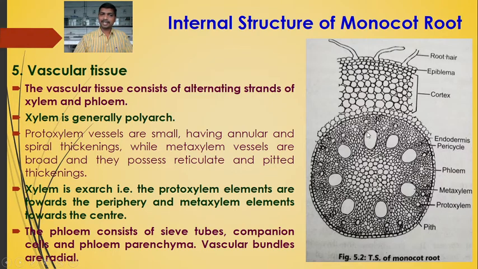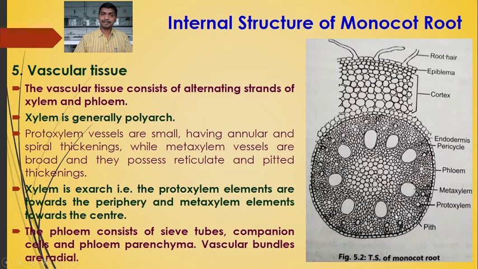radii. Xylem is polyarch. If we count the number of xylem strands here, 1, 2, 3, 4, 5, 6, 7, 8, it is more than 4. So here it is polyarch. While in the case of dicot root, they are diarch, triarch, or maybe tetrarch. In the diagram that we saw for the dicot root, it is tetrarch. But in the monocot root, it is polyarch.